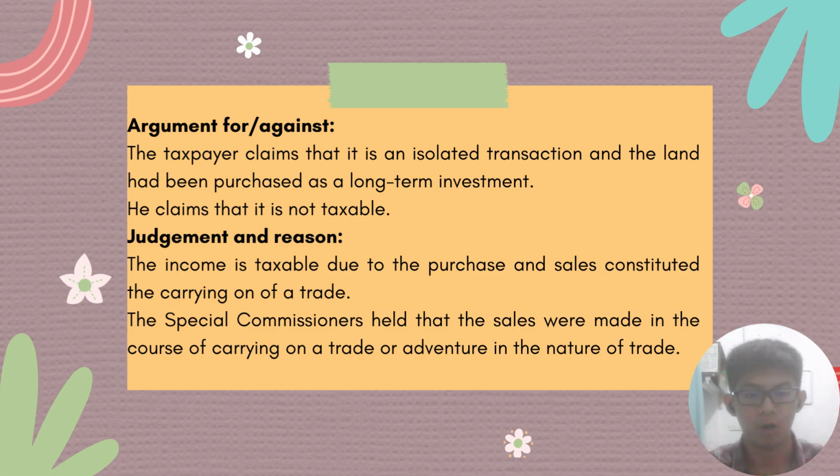Argument for or against. His income was taxable, but the taxpayer claimed that it was an isolated transaction and the land had been purchased as a long-term investment. Therefore, he claimed that it was not taxable. Judgment and return. However, in this case, it was held that the income is taxable.